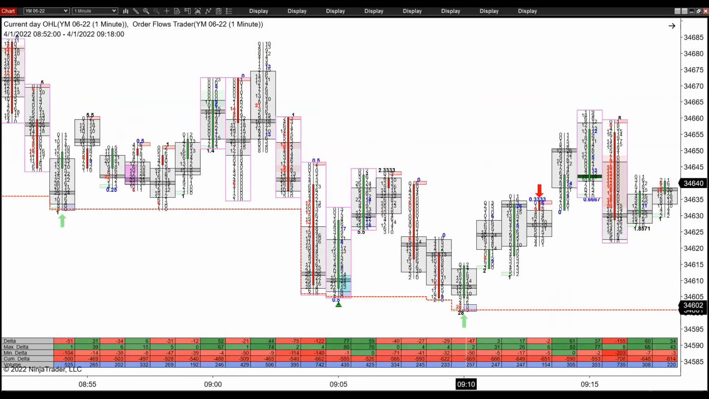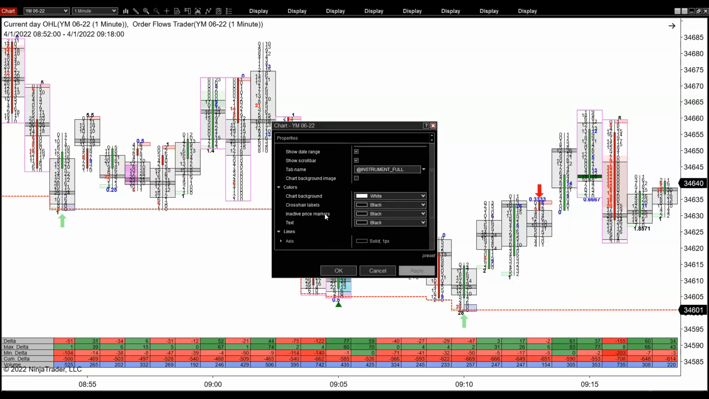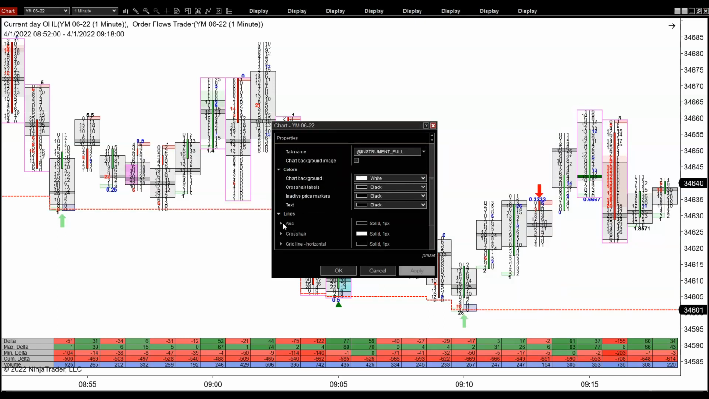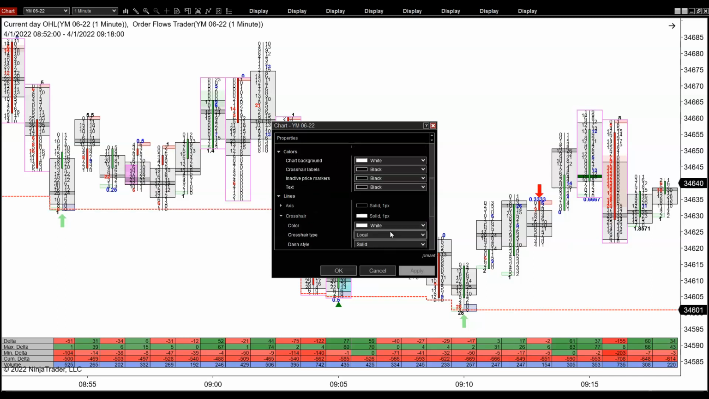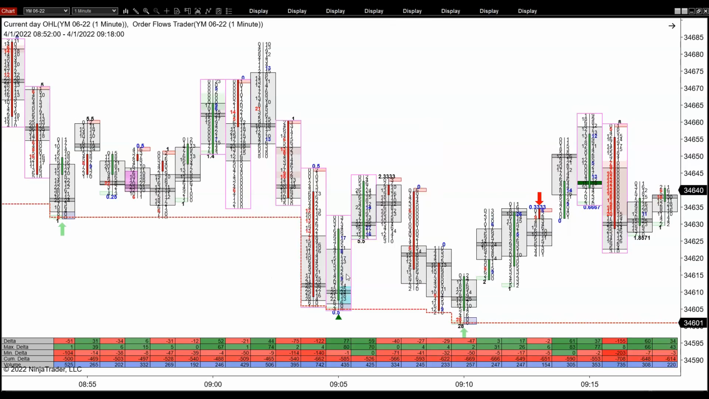Here's got my crosshairs to white. I loaded up an old chart that was black color, then I started changing things to white. I changed everything except the crosshair.